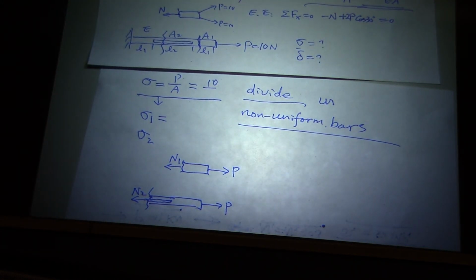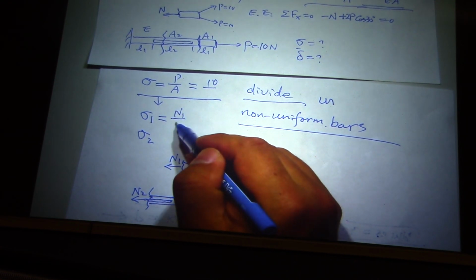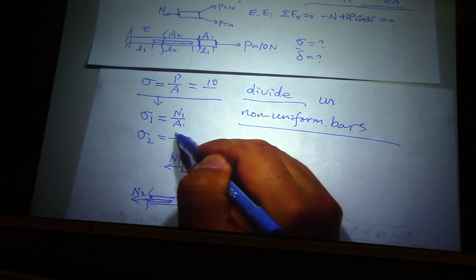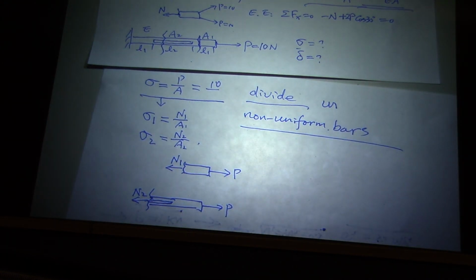But the area is not. So you have to calculate this as N1 over A1, and this has to be N2 over A2. So you calculate local stress using local force. You calculate this local stress using this local force. That's basically the concept.